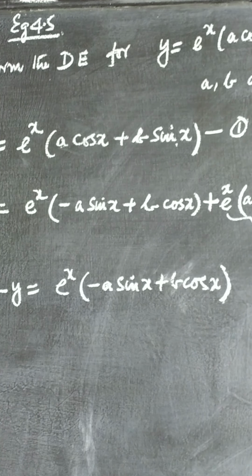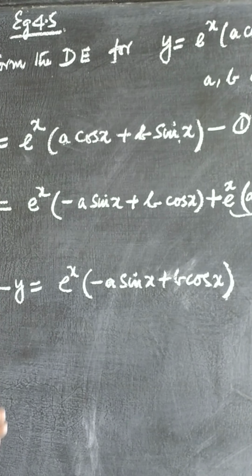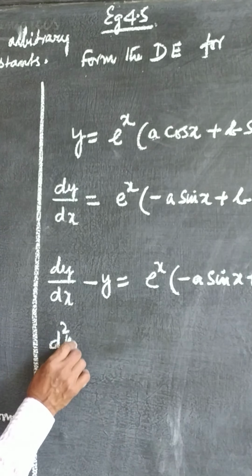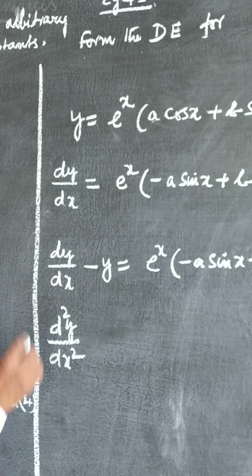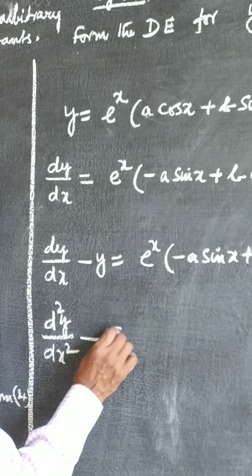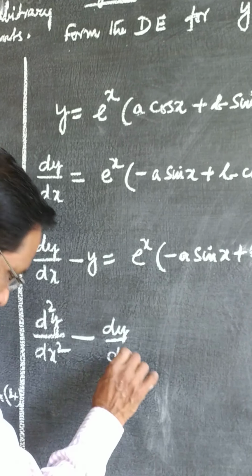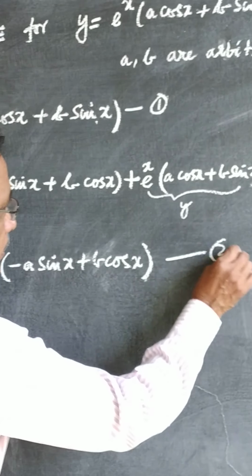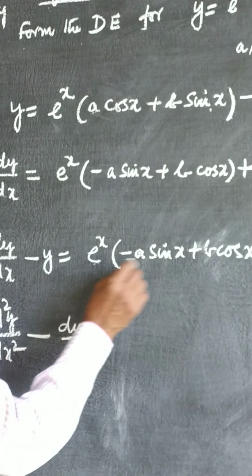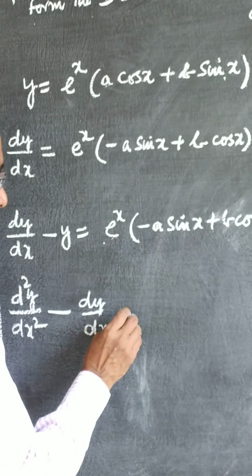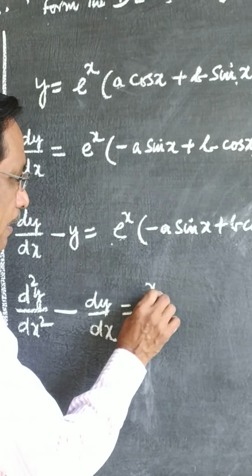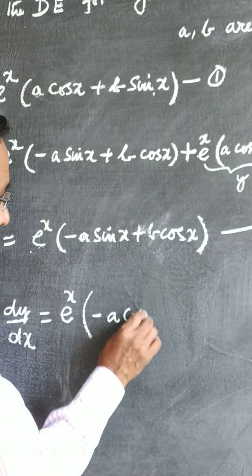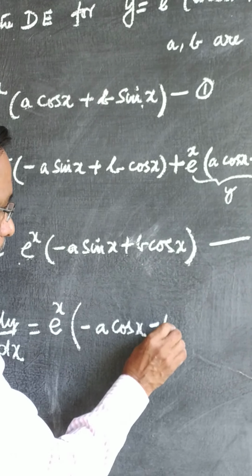As I already told you, two arbitrary constants are there. We have to differentiate twice definitely. So now you are differentiating, this becomes d square y by dx square minus dy by dx. You call this number 2. Now again you get u and v. This is equal to e power x itself. On differentiating this, you get sin x becomes minus a cos x, cos x becomes minus b sin x.